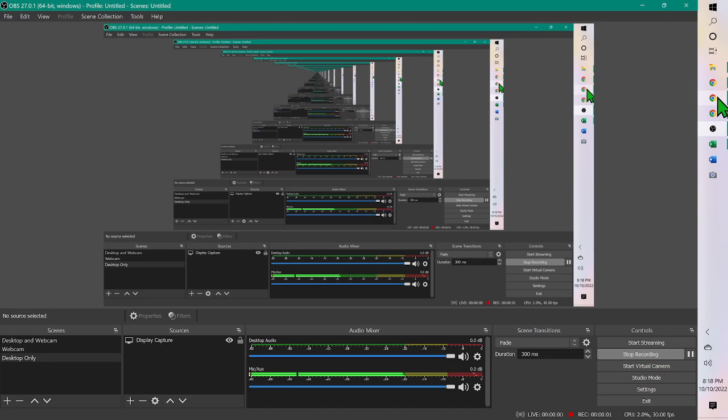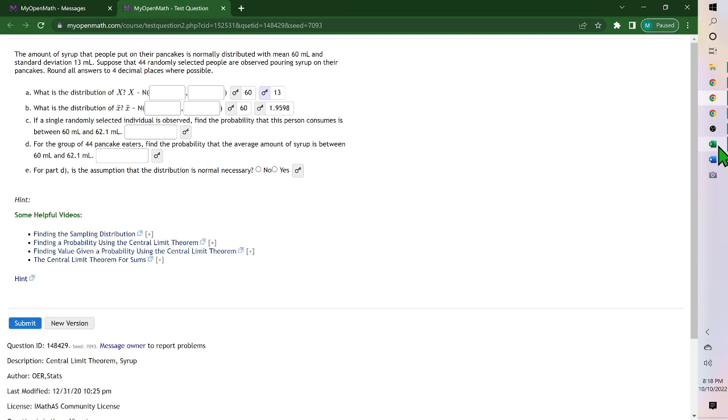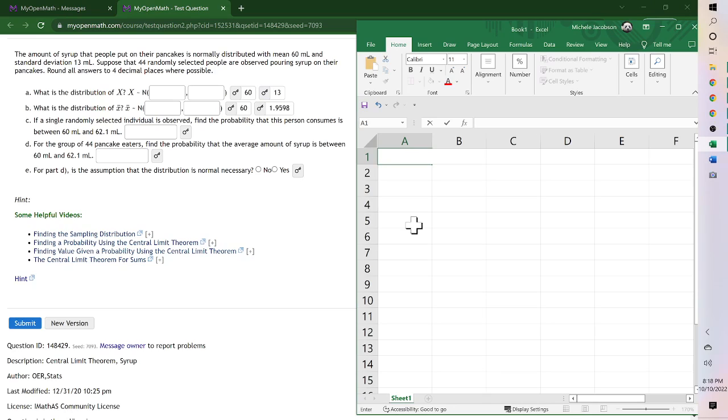Hello. For this problem, the distribution for x is your mean and your standard deviation, which they said the amount of syrup that people put on their pancakes is normally distributed with a mean of 60 and a standard deviation of 13. Suppose that 44 randomly selected people are observed pouring syrup on their pancakes. Round all answers to 4 decimal places.